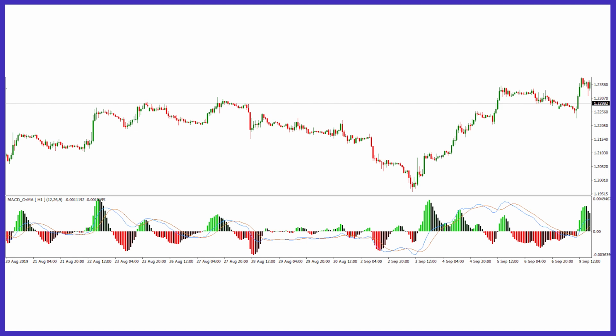MACD crossing above 0 is considered bullish, while crossing below 0 is bearish. Secondly, when MACD turns up from below 0, it is considered bullish. When it turns down from above 0, it is considered bearish. When the MACD line crosses from below to above the signal line, the indicator is considered bullish. The further below the 0 line, the stronger the signal. When the MACD line crosses from above to below the signal line, this indicator is considered bearish.